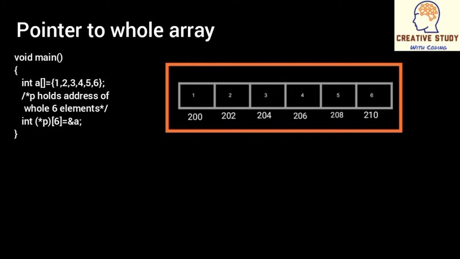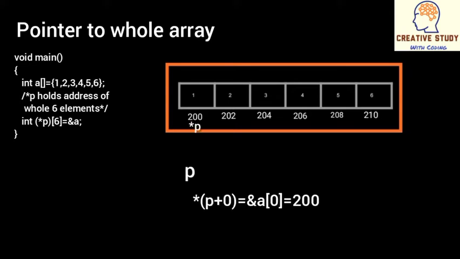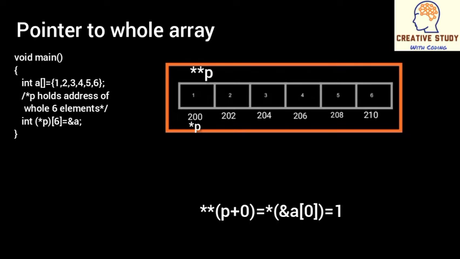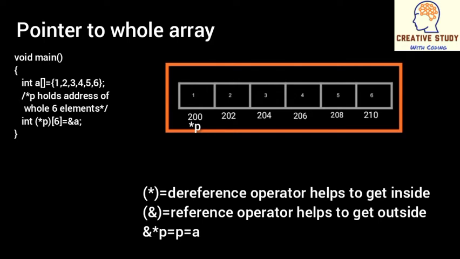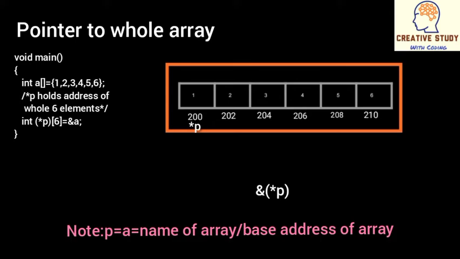Since P is holding the address of the whole array, P or P plus 0 is the same. So P plus 0 points to the address of the whole array, which is the address of the first element, that is 200. By putting a star or asterisk sign before it, it goes inside and gets the address of the first element, and by putting another asterisk sign, it gives the value of the first element. So the dereference operator helps to get inside and ampersand helps to get outside. So by putting ampersand before star, it gets out and points to the address of the first element, that is equal to P, and that is equal to the array name A.